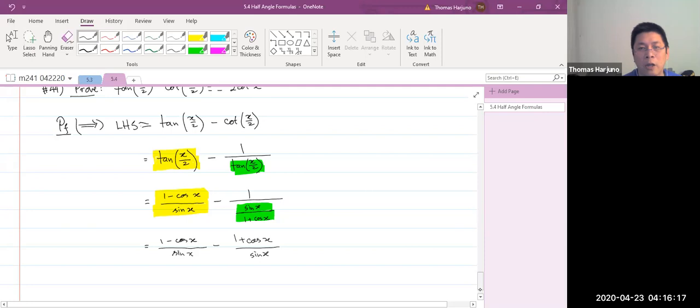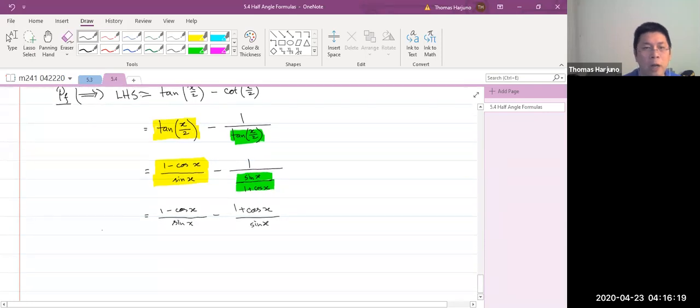And then you combine like terms with a common denominator, right? So you put them together, you'll see the 1 cancels, right? But then we get negative 2 cosine x on the top, sine x at the bottom. Okay, you can fill up the details. I will stop here.